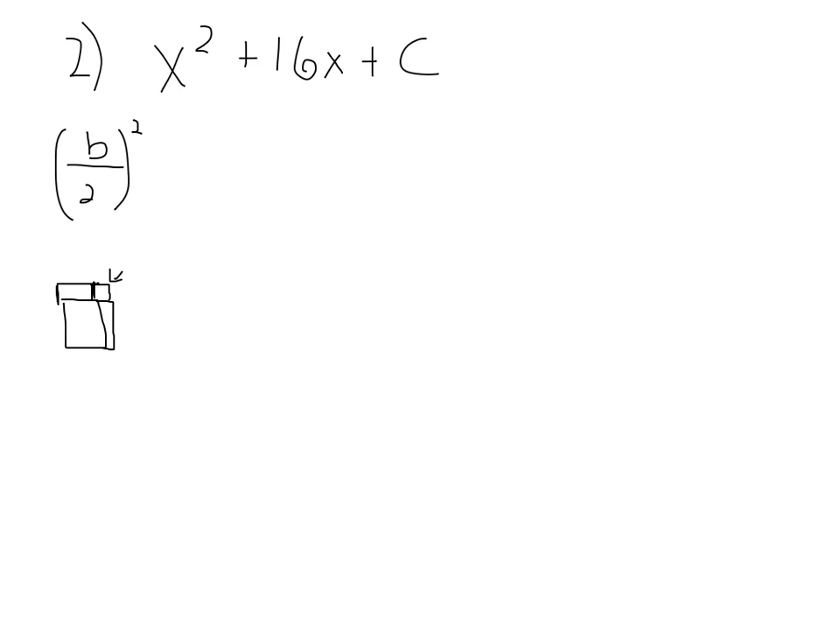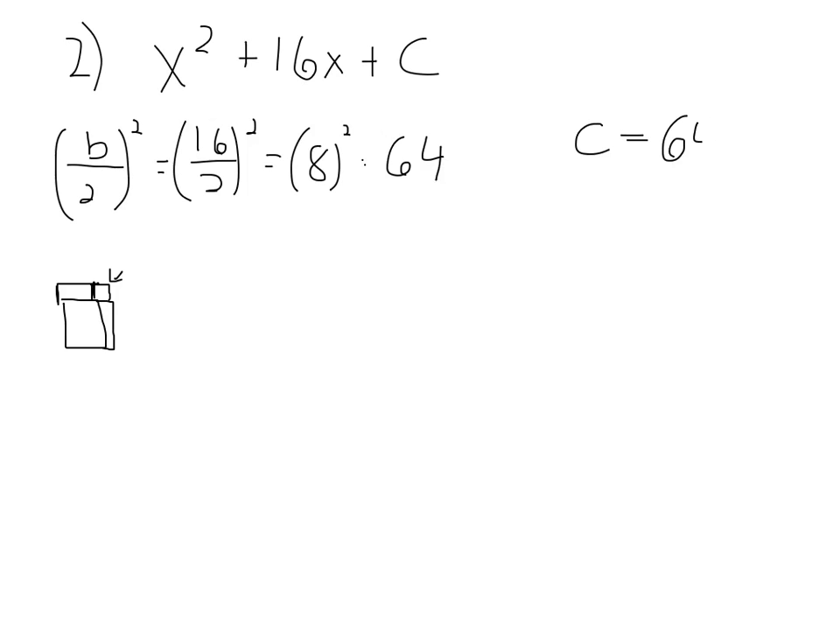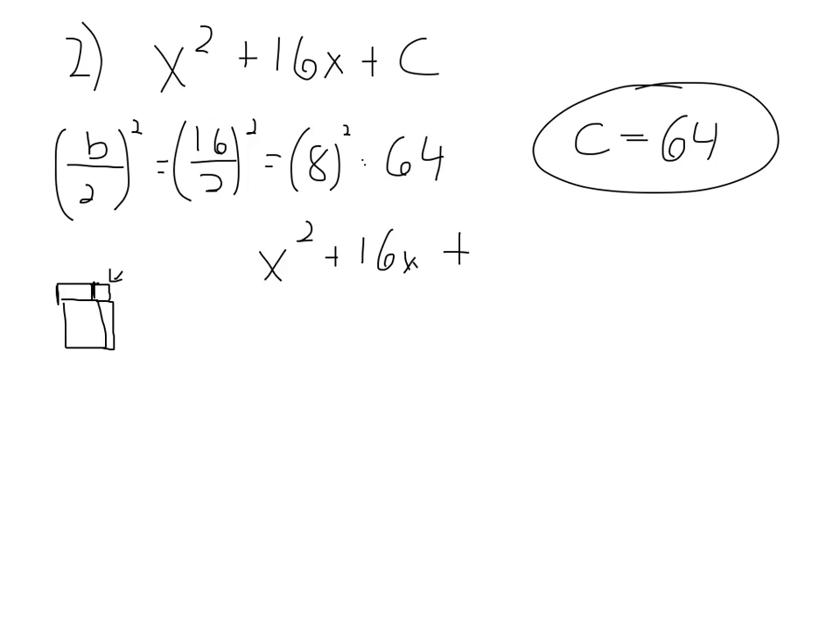Okay. So b is 16, so 16 over 2 squared, which would be 8 squared, which is 64. So what is the value of c that will make this a perfect square trinomial? C is equal to 64. Okay? Now on this one it also said to write the expression as the square of a binomial. So if we plug that in, plus 16x plus 64 is equal to 64, because you have to add that to both sides.